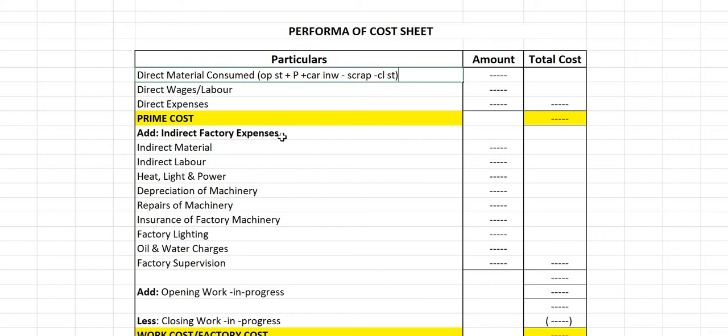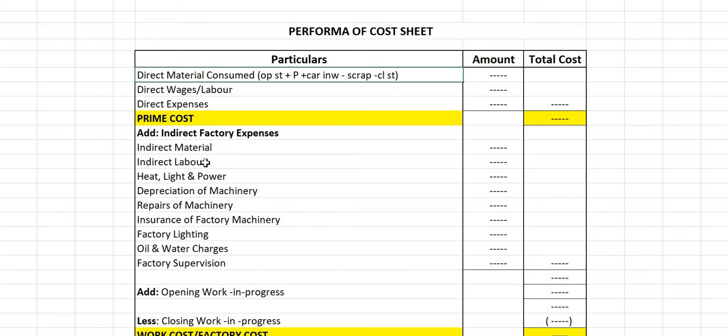Indirect factory expenses means all those expenses which are being incurred in a factory. So the first expense is indirect material. Indirect material can be oil, which is being used in a machine, or it can be a broom, which is used to clean the floor, or it can be your tea, coffee, or snacks, which is provided to the employees.